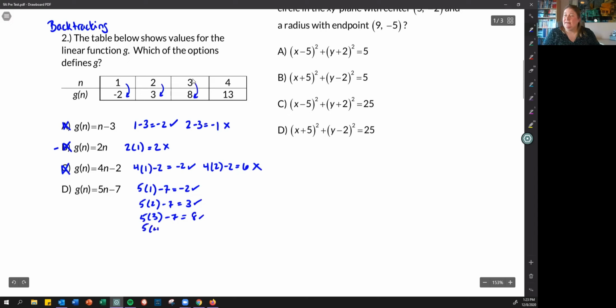And finally, let's test the 4. 5 times 4 is 20. 20 minus 7 is 13. Yeah, it worked for all 4 ordered pairs. D is definitely my correct answer.